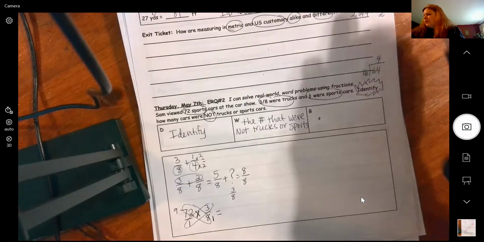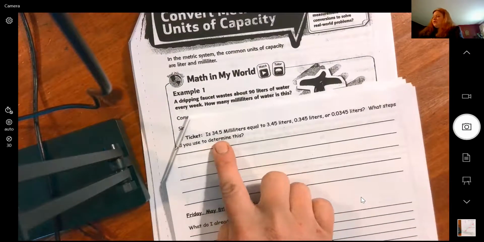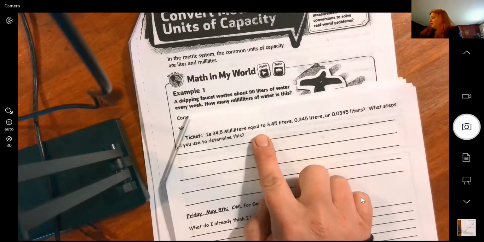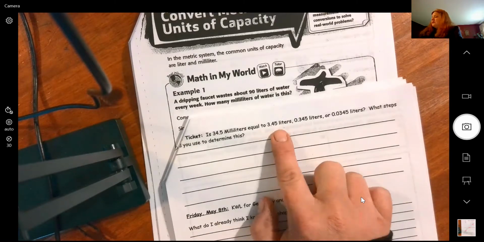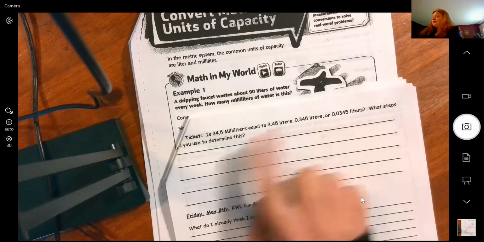All right, so today your exit ticket is right here, is 34.5 milliliters. Liters is our new unit, equal to this amount, or this amount. And how would you determine that?